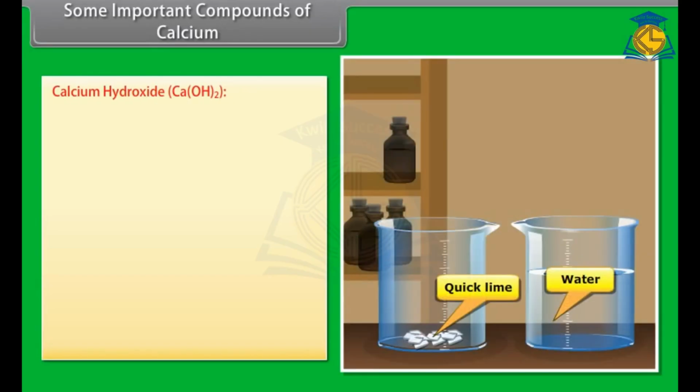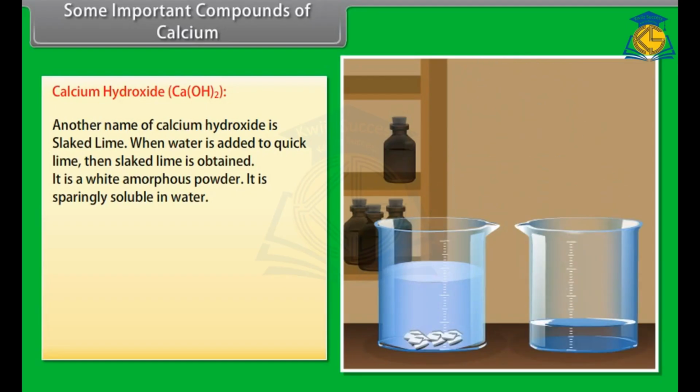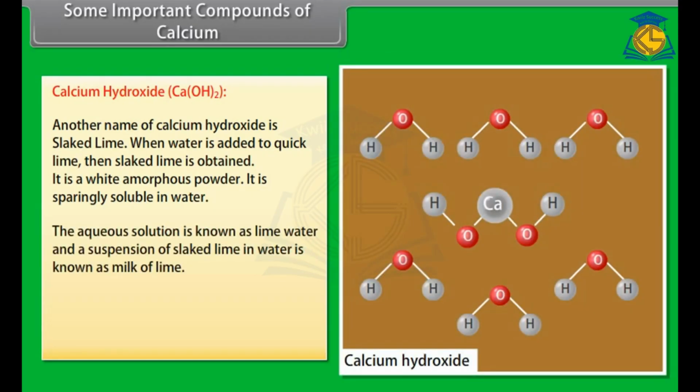Calcium hydroxide. Another name of calcium hydroxide is slaked lime. When water is added to quicklime, then slaked lime is obtained. It is a white amorphous powder. It is sparingly soluble in water. The aqueous solution is known as lime water, and a suspension of slaked lime in water is known as milk of lime.